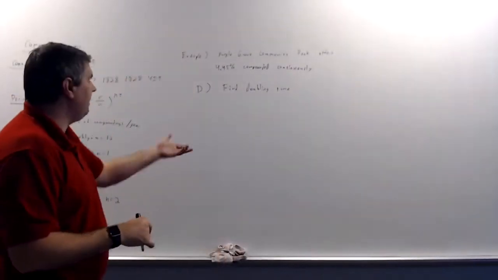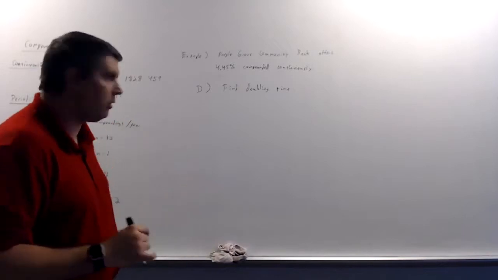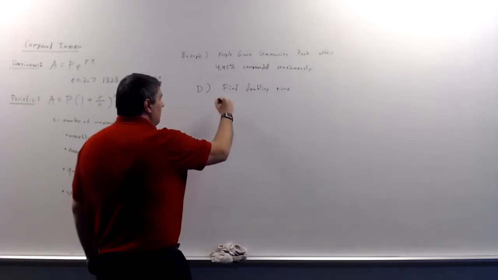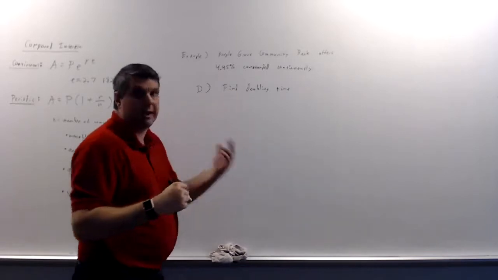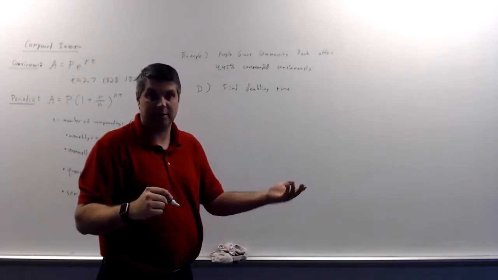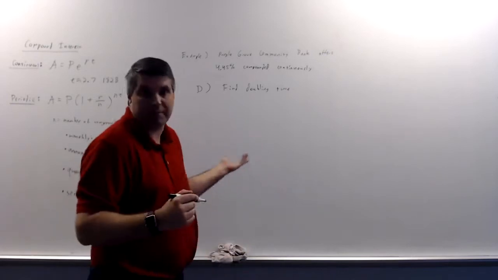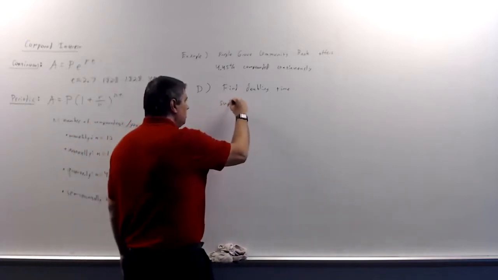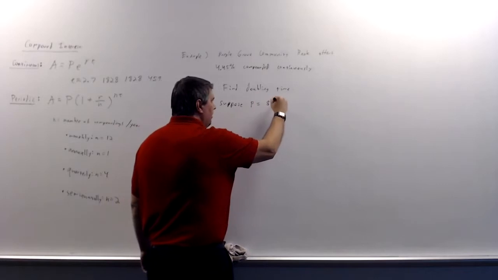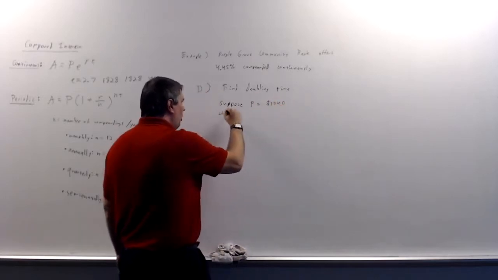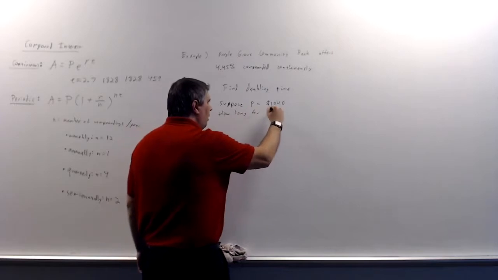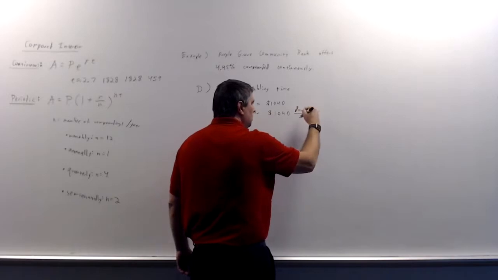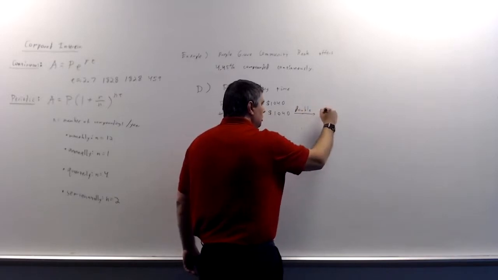Okay. D, find doubling time. So, here it goes. Maybe you could literally make any number up and just double it. But we've been using 1040 for a deposit, so we'll use 1040 for a deposit. Suppose P is 1040. How long for 1040 to double to 2080?